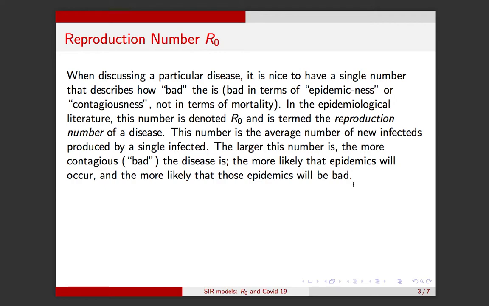So if you're trying to measure how contagious a disease is, the epidemiological literature focuses on this number R0, which is termed the reproduction number or basic reproduction number of a disease. This number is defined like this: the average number of new infecteds produced by a single infected. So the larger this number is, the more contagious the disease is, the more likely that epidemics will occur. And the more likely that those epidemics will be bad, in the sense that more people get sick and it happens more quickly. So maybe your healthcare system gets overwhelmed, things like this.